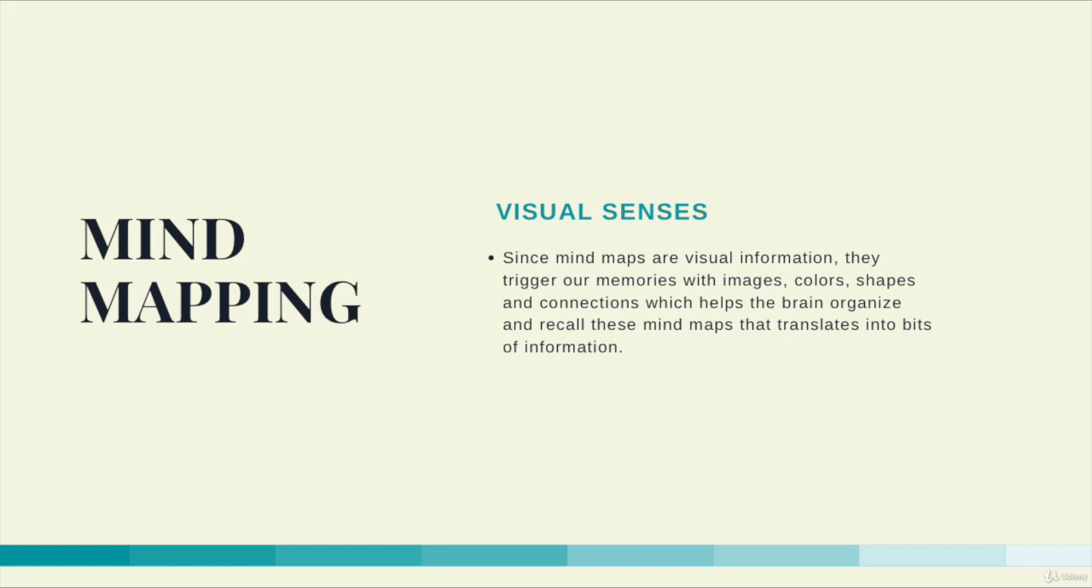Since mind maps are visual information, you're drawing a mind map, they trigger our memories with images, colors, shapes, and connections, which helps the brain organize and recall these mind maps that translate into bits of information. I'm pretty sure we went through these concepts in different parts of the course, and we're going to go through them maybe in further lectures. You are using your visual senses to remember this information.